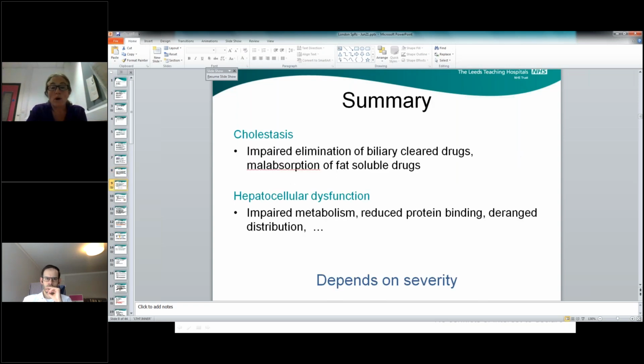So the situations where we're worried are cholestasis, sometimes with absorption of fat-soluble drugs and potentially elimination of biliary cleared drugs. But more so, we're worried in patients who've got hepatocellular dysfunction. So we're worried if they've got impaired metabolism, reduced protein binding, deranged distribution, if they've got ascites, if they're encephalopathic, or they've got portal hypertension and varices. So all of those elements of hepatocellular dysfunction is where we need to focus most of our attention. And it very much depends on the severity of the liver dysfunction.